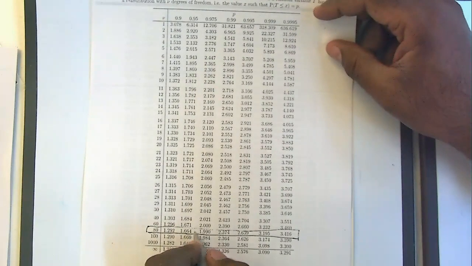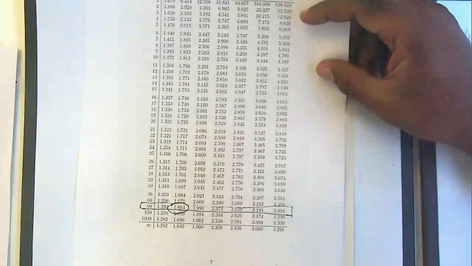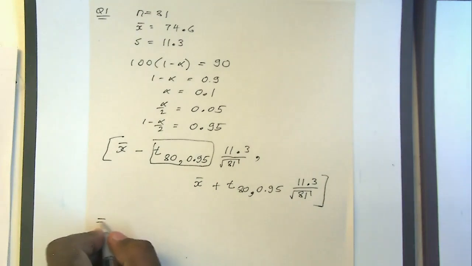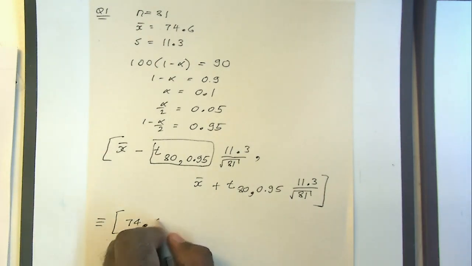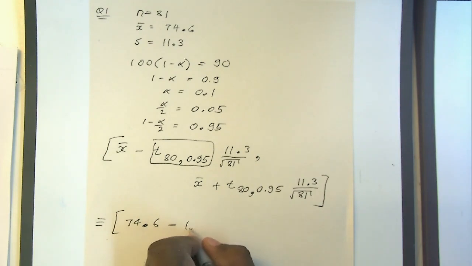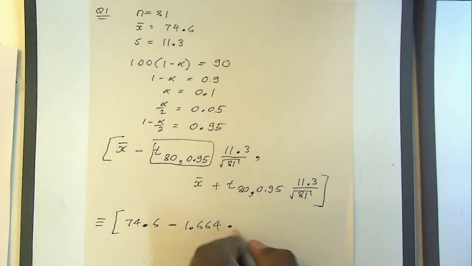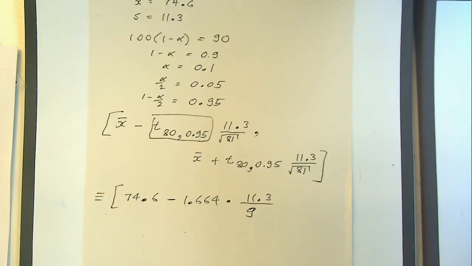The number that you're looking for is this one here. It's 1.664. So this becomes x bar minus 1.664 multiplied by 11.3. The square root of 81 is 9.